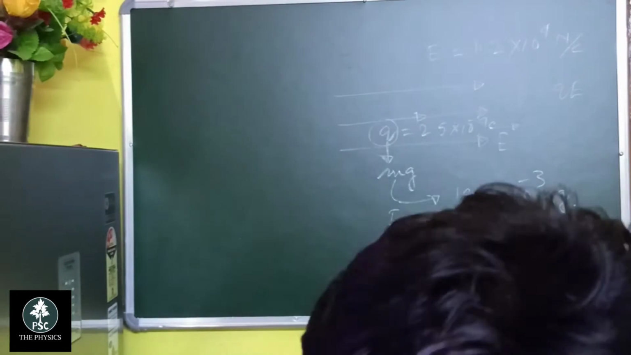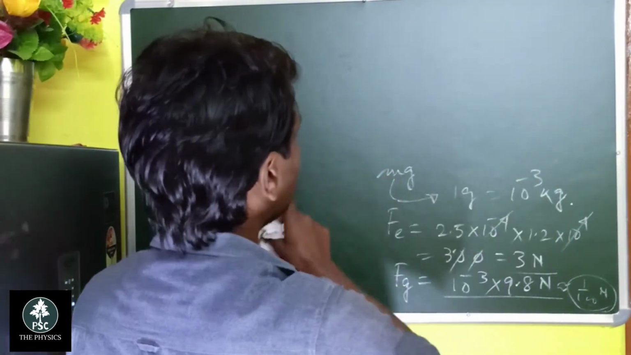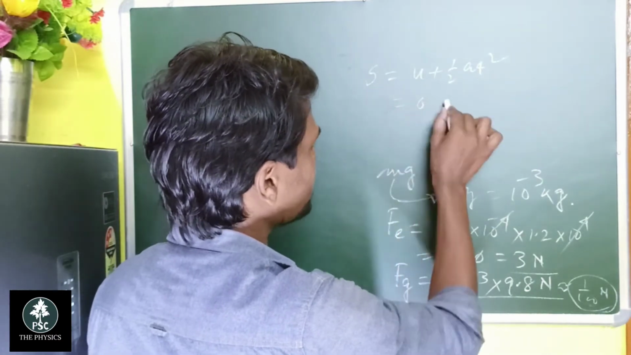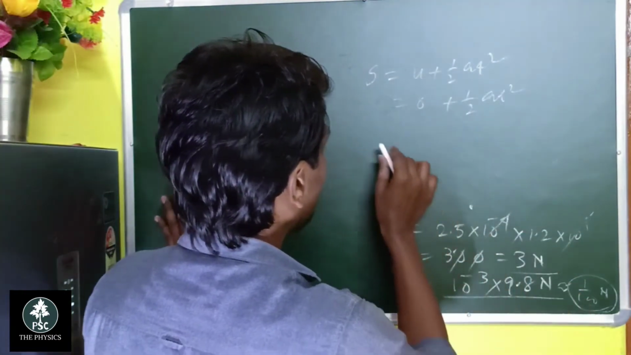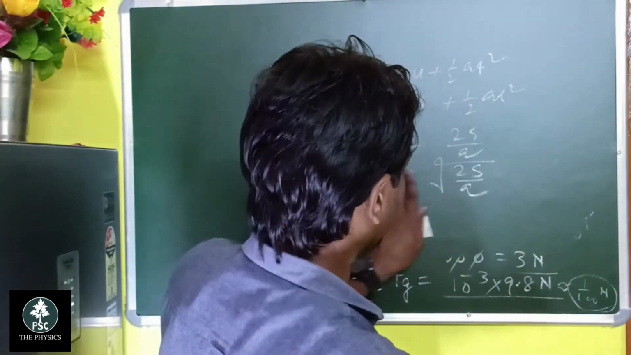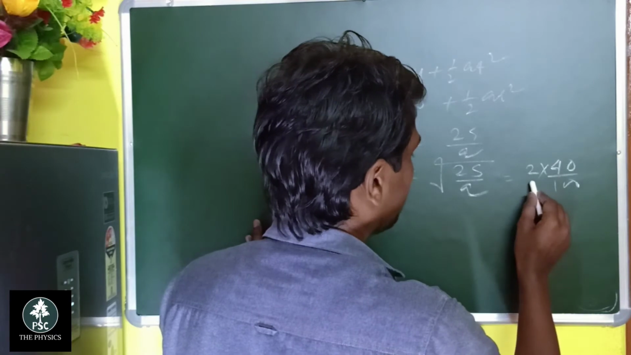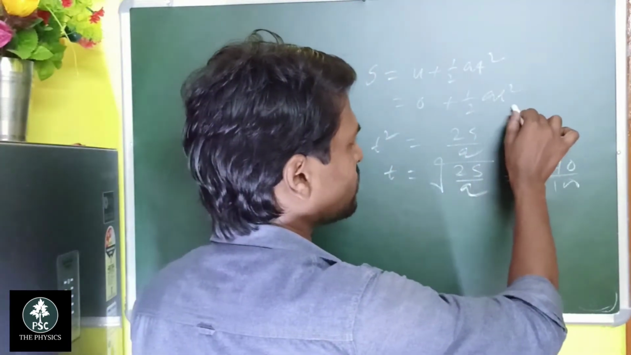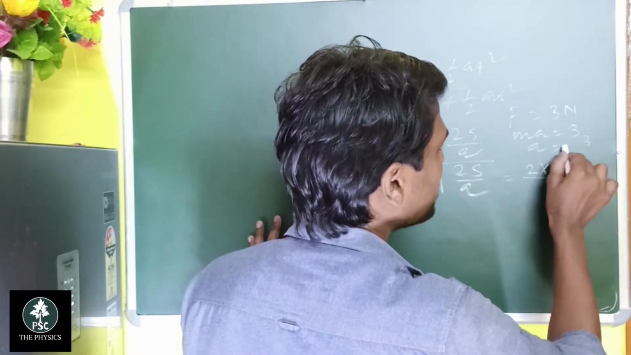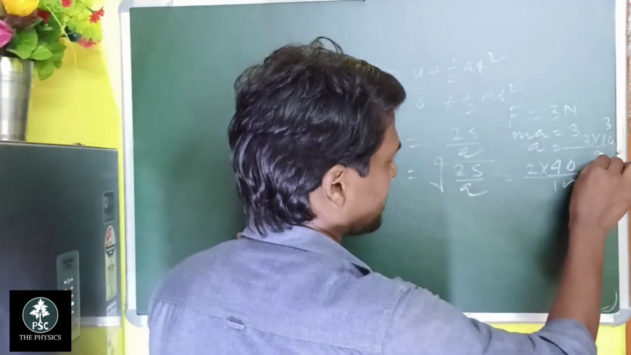So the time taken by the particle to cover a distance of s, initially u is 0, so s equals half a t square, or t square equals 2s by a, or t equals root over of 2s by a. The distance s is 40 centimeters, so 40 by 100, and the acceleration is force over mass: the force is 3 Newton and the mass is 1 gram, that is 10 to the power of minus 3 kilogram, so the acceleration is 3 into 10 to the power of 3 meter per second square, obviously.